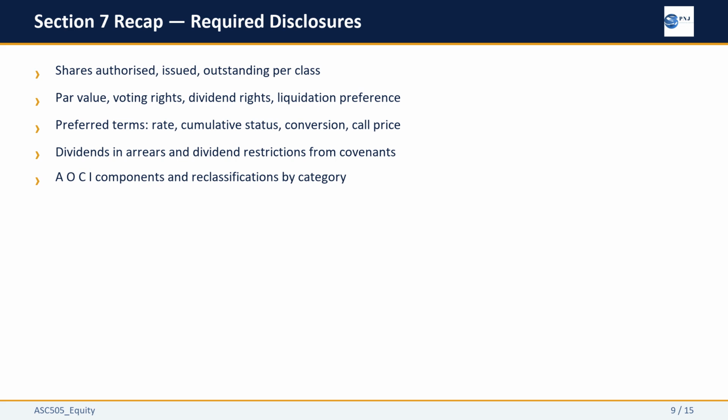Cumulative preferred dividends in arrears are disclosed even without a liability. Any dividend restriction from a debt covenant must appear, and AOCI components and reclassifications are each separately disclosed.